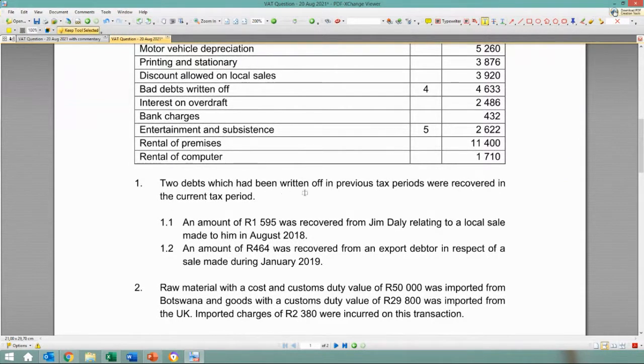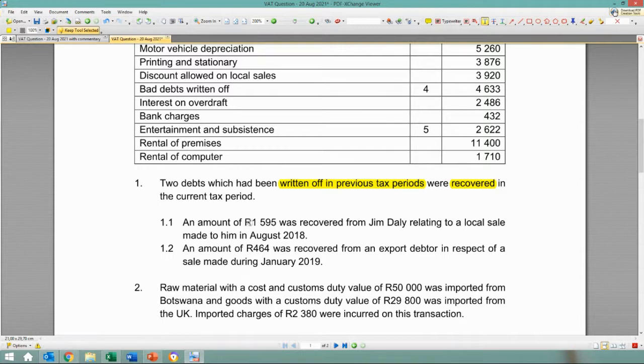So we've got 2 debts which have been written off in previous tax periods. So it was written off, is recovered. Now remember, when you initially created the invoice, you would have raised the output VAT. When it becomes a bad debt and you will no longer recover that amount, you were allowed to claim an equivalent input VAT. But then what the VAT Act says is if later on that person comes back and they actually settle the debt that was outstanding, then you have to raise the output VAT again on that amount.